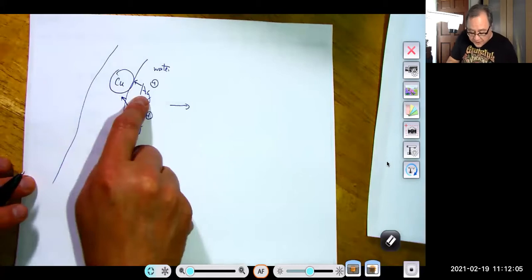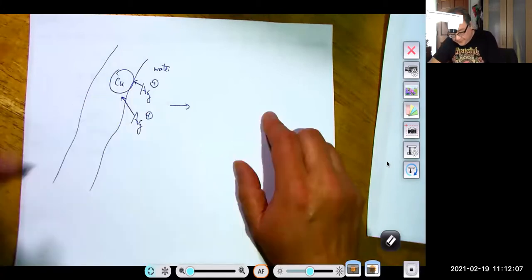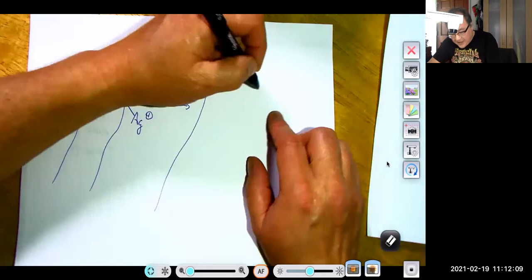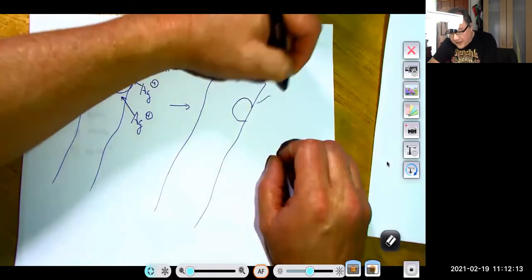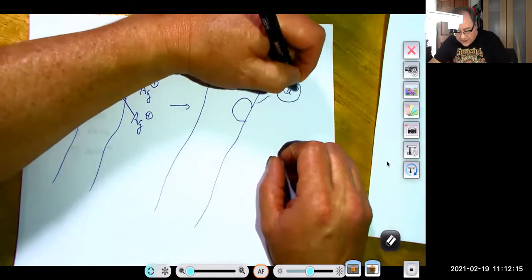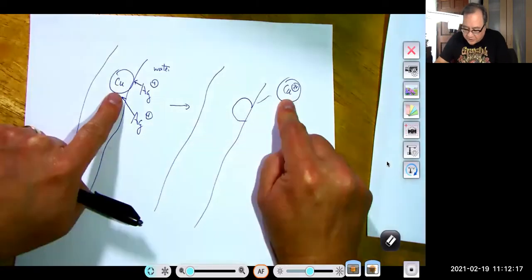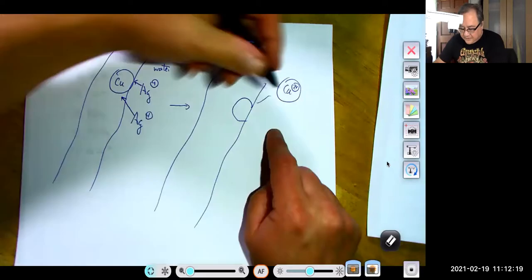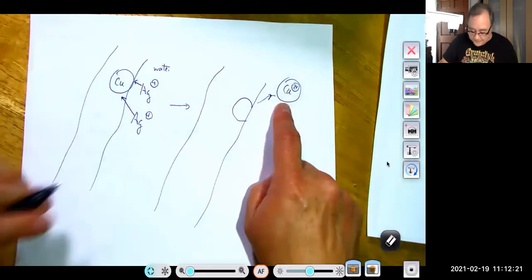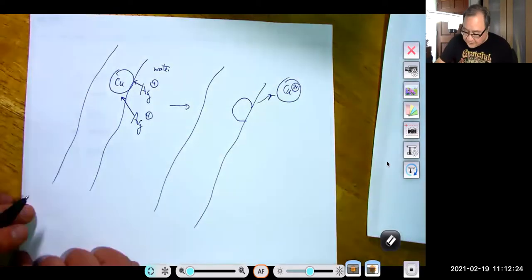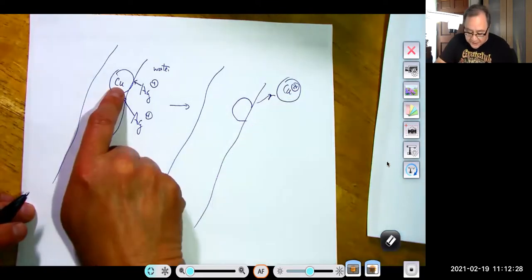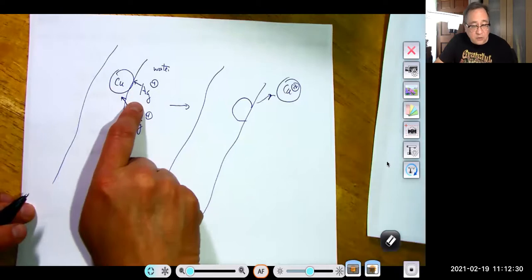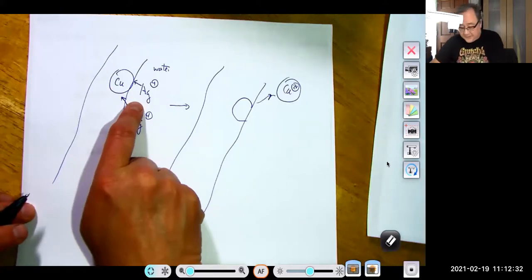gives 1 electron to this silver, and that copper now floats away with a +2 charge. And the reason it has a +2 charge is because this is the copper floating away. The reason it gets a +2 charge is because it just gave away 2 electrons. So what happens to this silver ion, which is soluble in water? Well, I'm going to tell you.